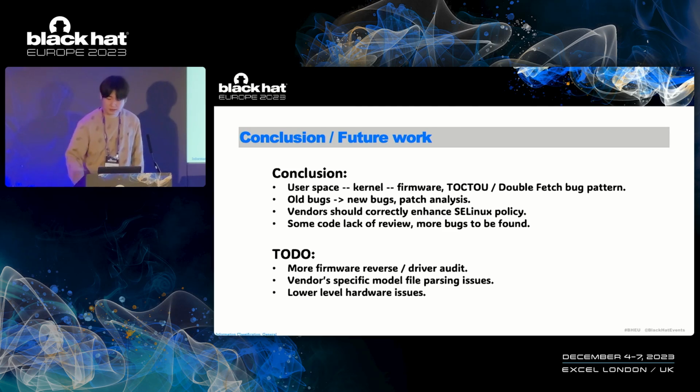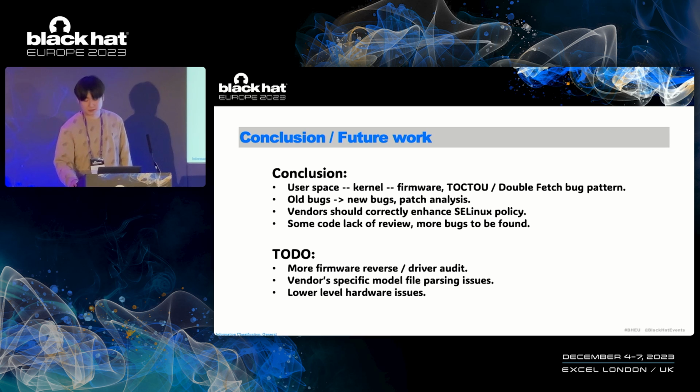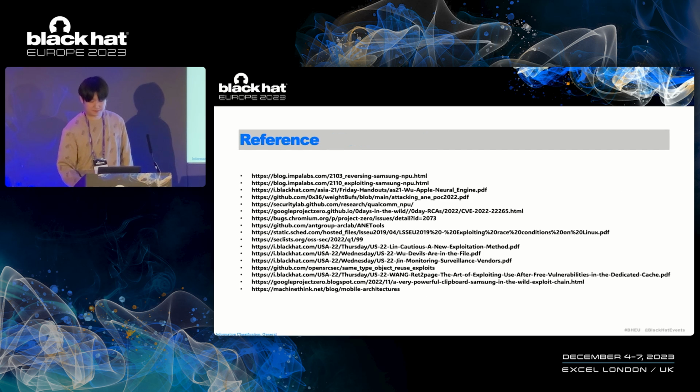Okay, the conclusion. I think there are still many time-of-check and/or double fetch bugs in the MPU device to be found. And the patch analysis is a very useful way to find new bugs. And I think Android vendors should correctly enhance the SELinux policy to restrict resource access. For the future work, I think firmware side can be reversed more since they really lack review. And the model file parsing and the lower level hardware implementation may also be a big attack surface.